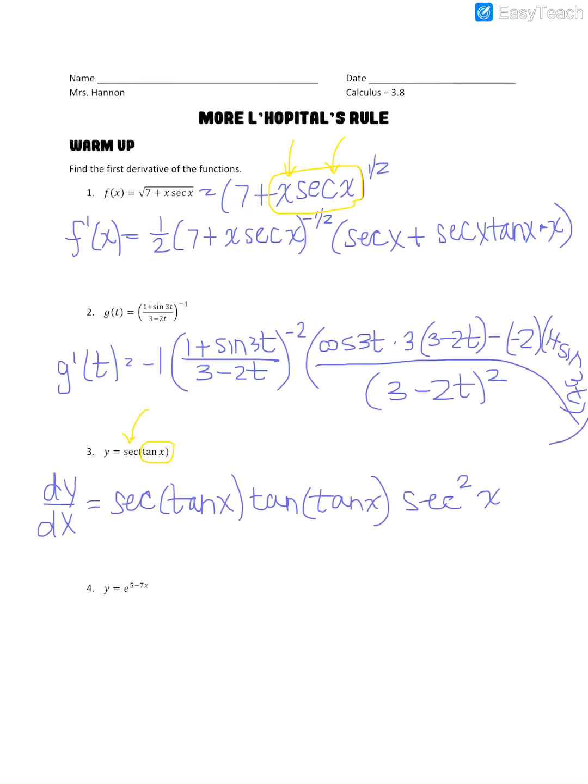All right, so last one, number 4. Derivative of y with respect to x. Remember, whenever it's e, it's going to stay exactly the same. And then we just need to follow that up with the derivative of the exponent, which in this case is negative 7.